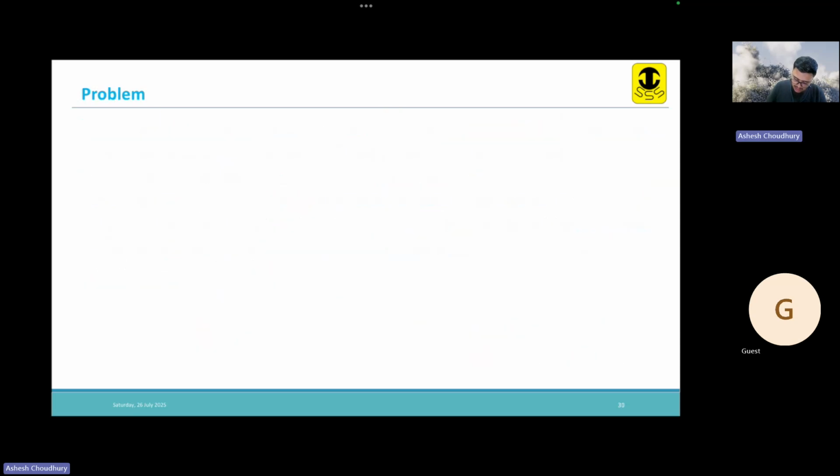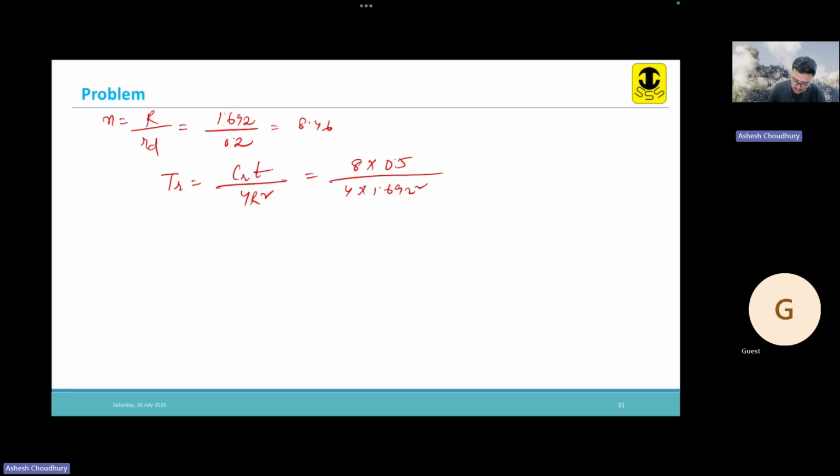So my N is R by RW. 1.692 divided by 0.2 will come out as 8.46. So my TR is CRT by 4R square, 8 into 0.5 by 4 into 1.692 square.